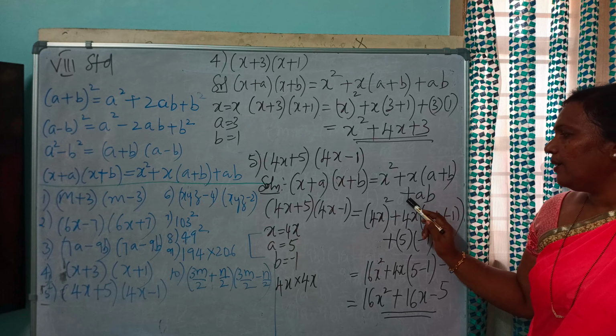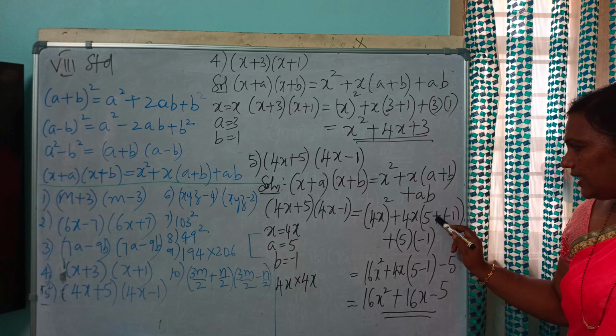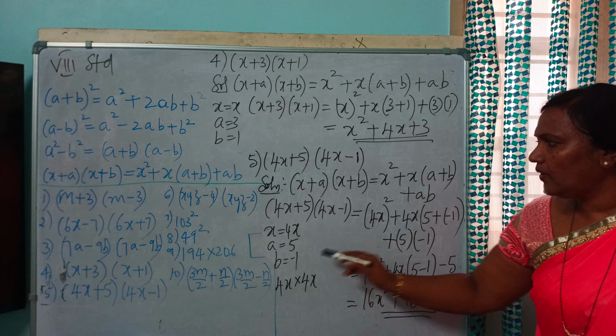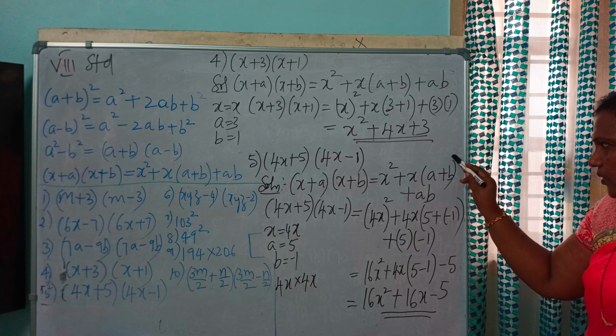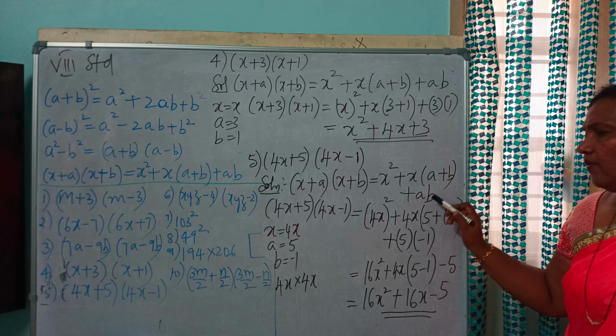After writing down the problem, I will compare what's in the place of x. It is 4x. What's in the place of a? It is 5. What's in the place of b? It is minus 1. So wherever x is there, 4x. And wherever a is there, 5. What sign here it is? Plus. What b I am having value, it is minus 1. Close the bracket. Plus. And what is a? It is 5. What is b?